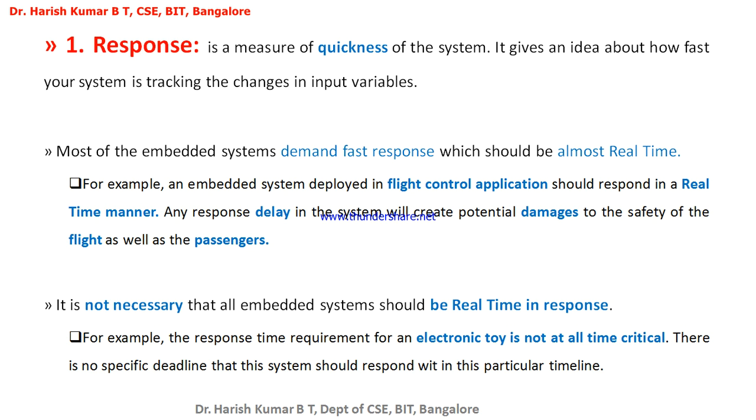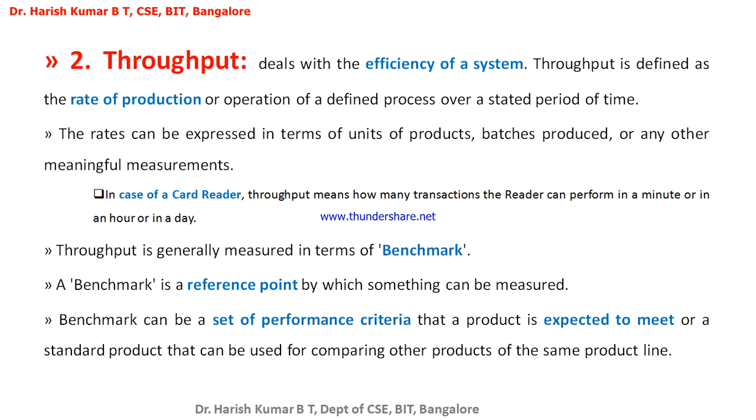So only a few embedded systems, which we call mission critical systems, need a response time that must be less or fast. Now there are certain embedded systems where the response time need not be real time. Say for example, electronic toys are also embedded systems, and they are not mission critical systems, so there the response time can be more.